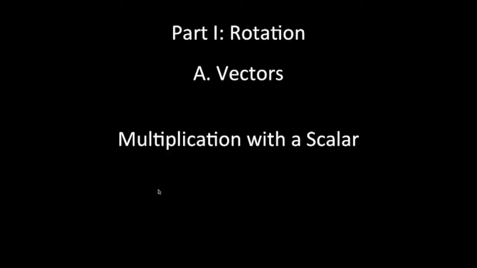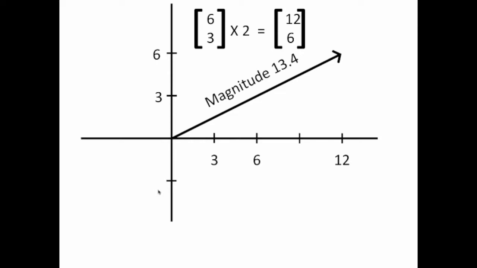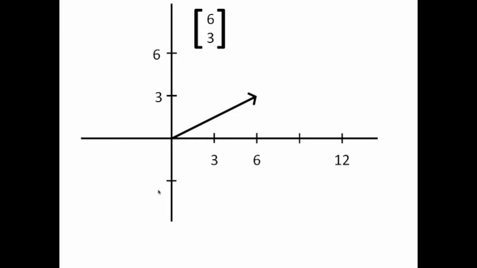Multiplication with a scalar. Multiplication of a scalar, a single number, just means that you multiply that number to every dimension in the vector. When you multiply a scalar to a vector, you don't change its direction, but you do change its magnitude. Essentially, when you multiply a vector by a number, you are multiplying the magnitude of the vector by that same number. So if you want the magnitude to be halved, multiply by 0.5. If you want the magnitude to be doubled, multiply by 2.